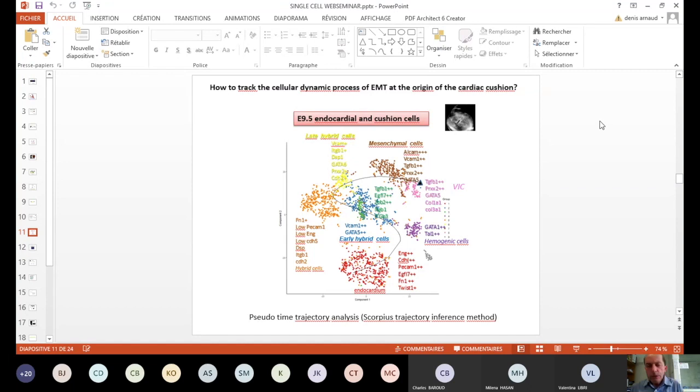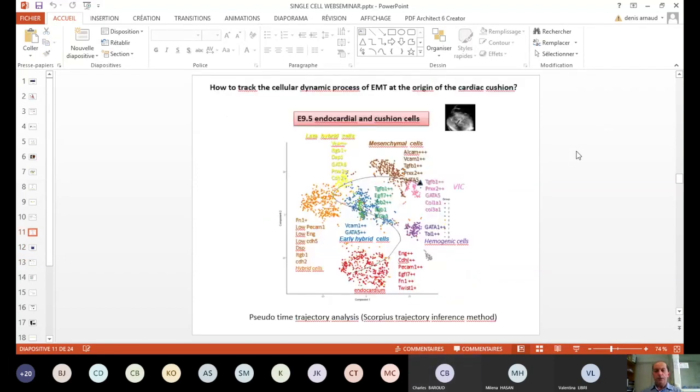So what I was saying is that you still see these endocardial cells which are not differentiated and did not undergo EMT, as well as some cells which are assigned in the trajectory like hemogenic cells, which are a part of the endocardium, like any endothelial cells, which are capable of hemogenesis.